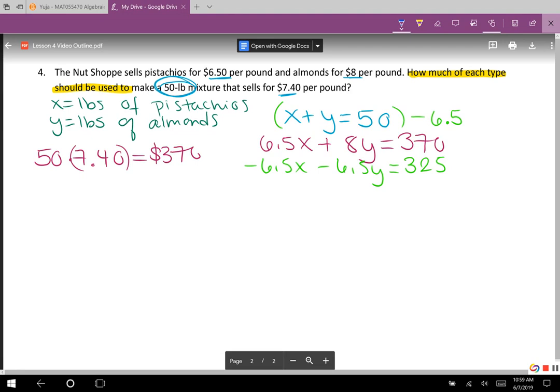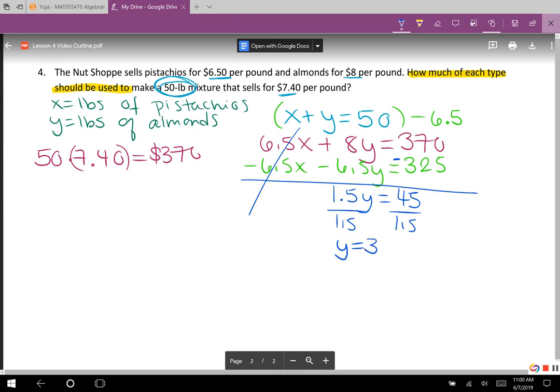We can add the equations together. The x's go away. I have 1.5y. And then 370 minus 325, that should be 45. And then we can finish by dividing both sides by 1.5. So y equals 30. And then we've got a total of 50 pounds, so the other one must be 20. That gives me 50 pounds. So it looks like we've got 20 pounds of pistachios and 30 pounds of almonds.